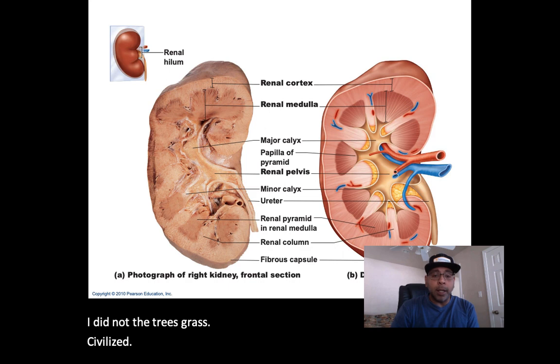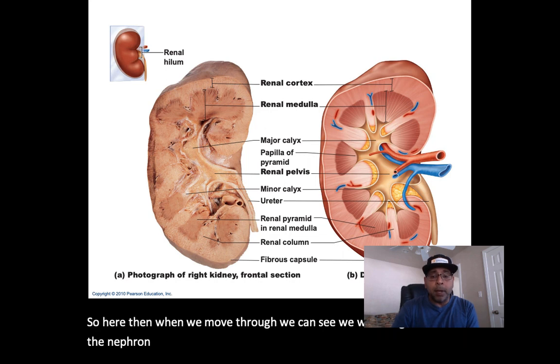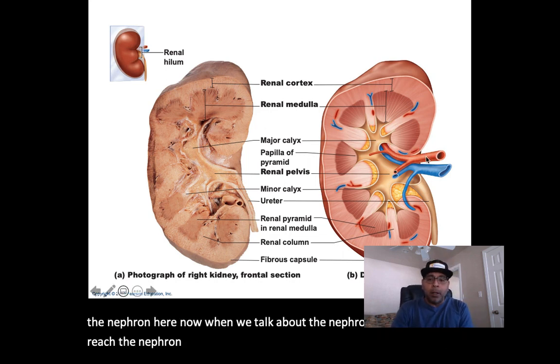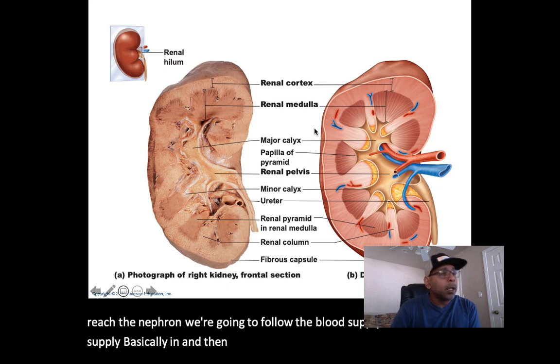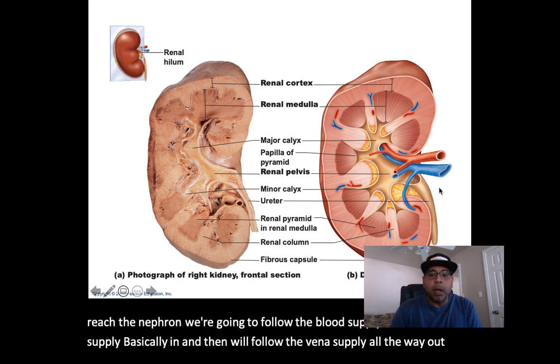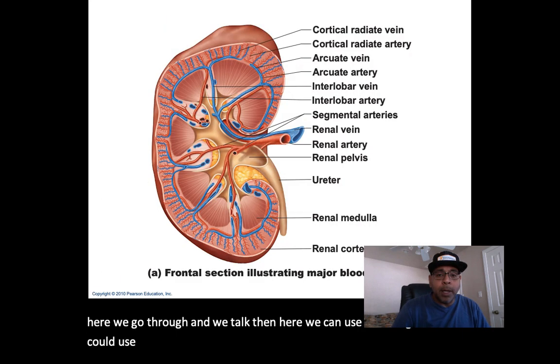So here then, when we move through, we want to get down to the nephron now. In order for us to reach the nephron, we're going to follow the blood supply and the arterial supply basically in, and then we'll follow the venous supply all the way out. So here we can use this image right inside of here.